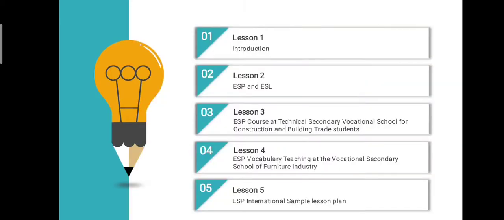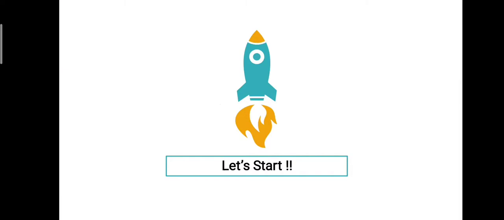We have 5 lessons in this video. Lesson 1 is Introduction, Lesson 2 is ESP and ESL, Lesson 3 is ESP course at Technical Secondary Vocational School for Construction and Building Trade students, Lesson 4 is ESP vocabulary teaching at the Vocational Secondary School of Furniture Industry, and the last, Lesson 5, is ESP International Sample Lesson Plan. Let's start.